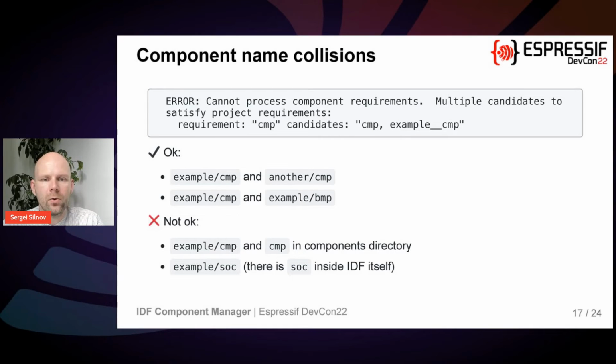So if you have 2 components in your components directory, one is named CMP and one is named example_CMP, it actually won't be sure which one you meant to use if you have a dependency example/CMP or some other in your manifest file. Also, you may not reuse components that are already in IDF. However, we have yet another feature to solve this issue, but we'll talk about it a little bit later.